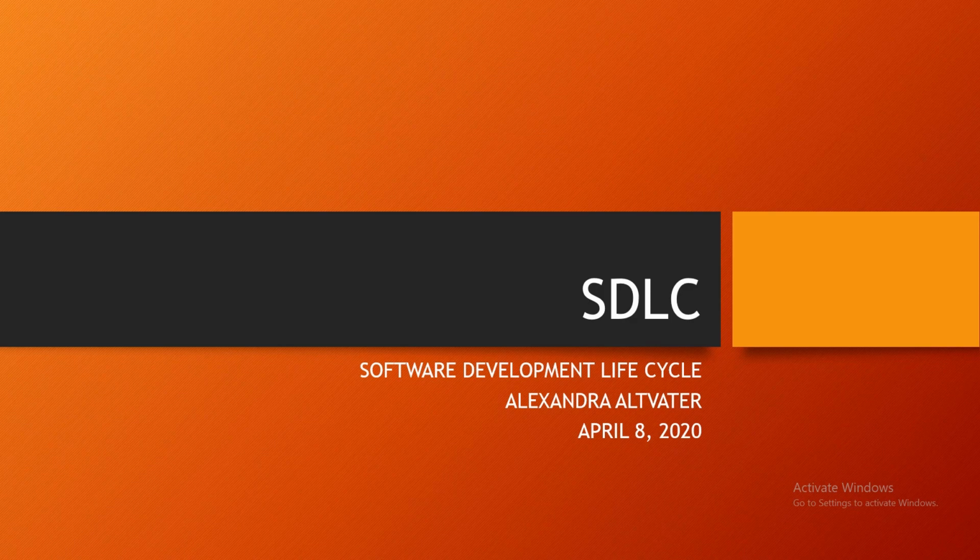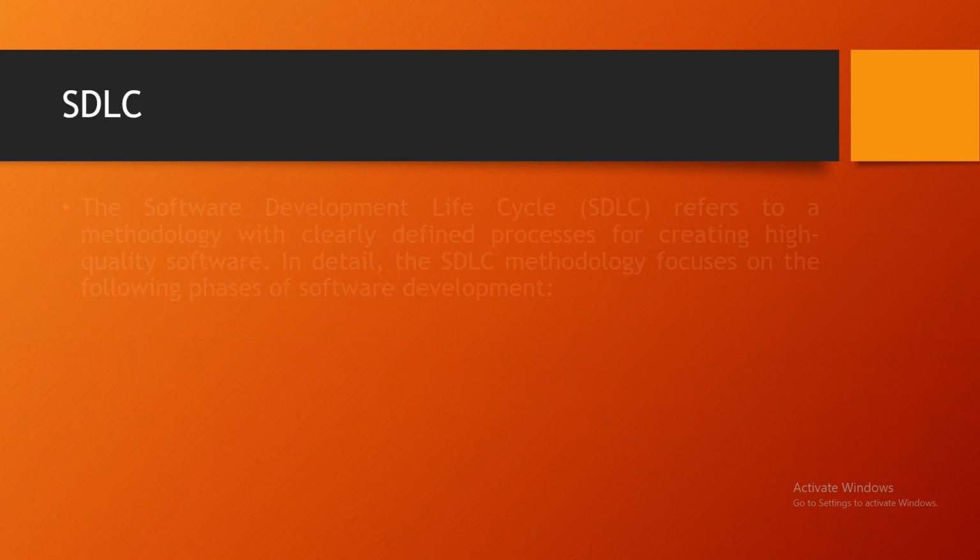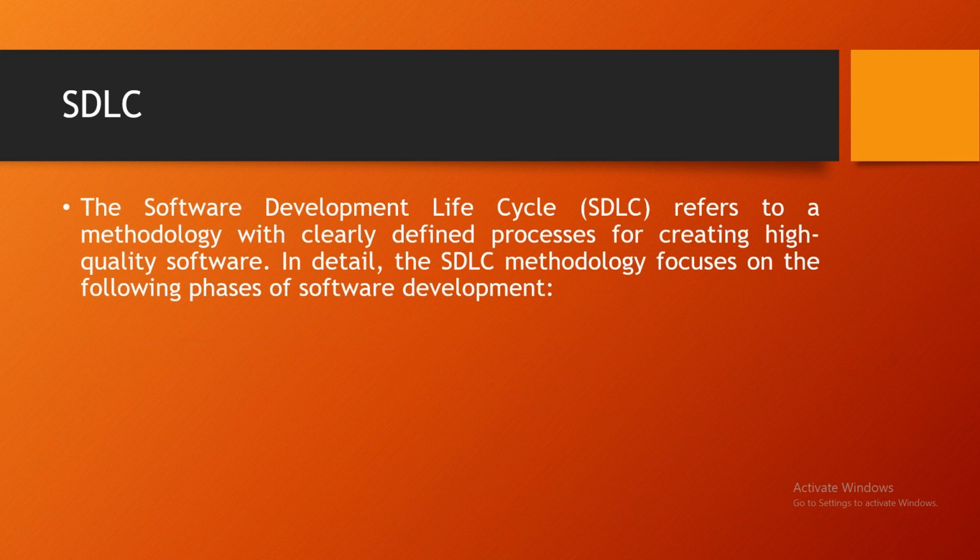Okay, so let us start by knowing what an SDLC is. The Software Development Lifecycle refers to a methodology with clearly defined processes for creating high-quality software. We have different points that we need to consider in this definition. It says here that it refers to a methodology. Basically, the methodology is included in our documentation requirement later on if you are going to create our system or our software.